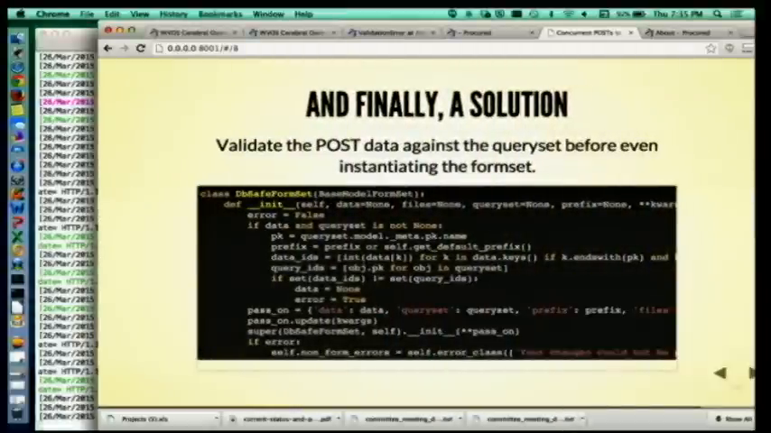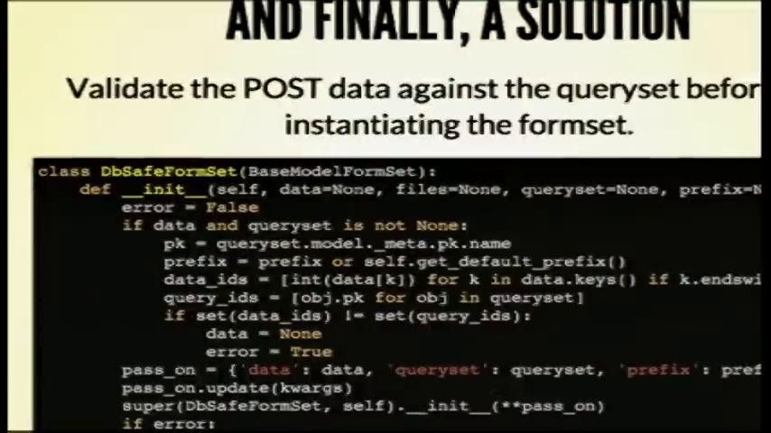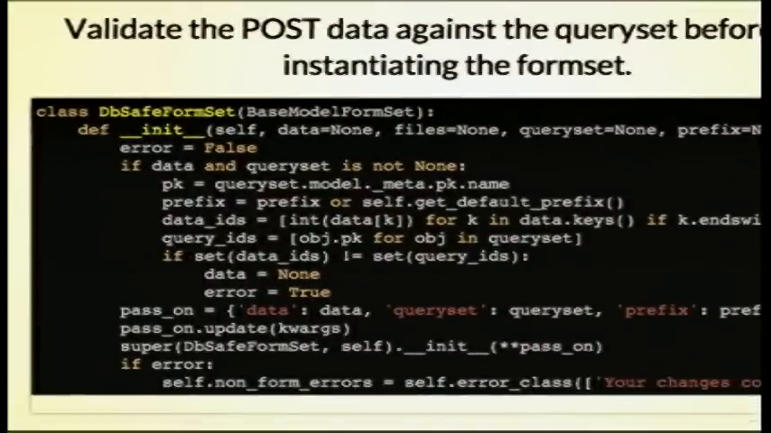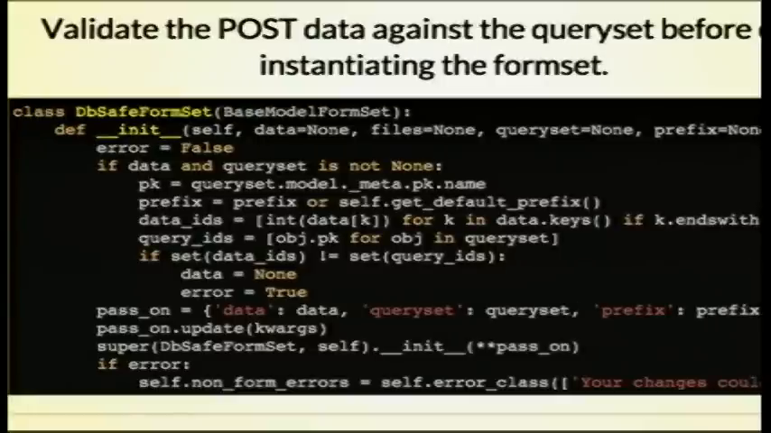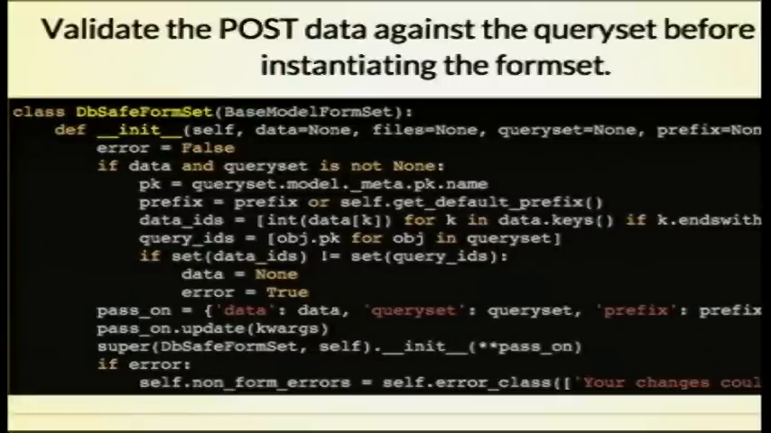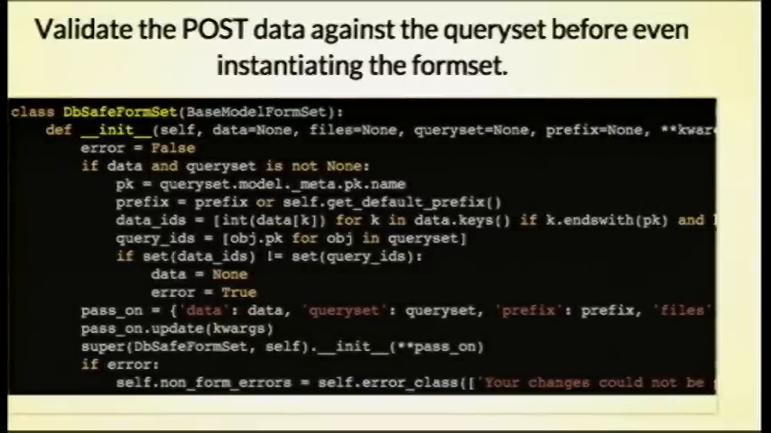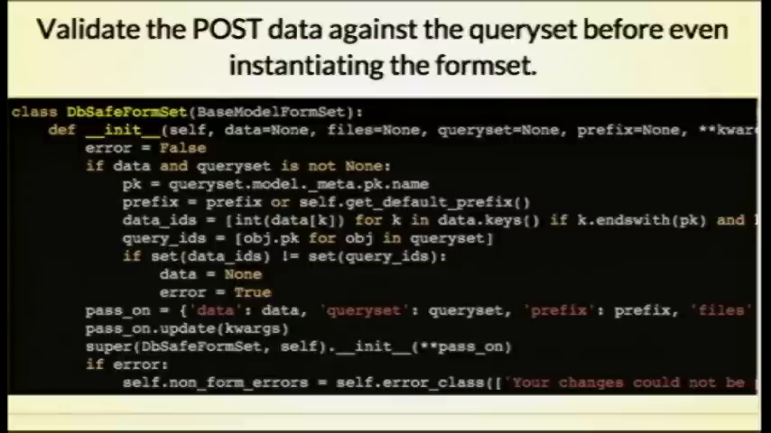Okay. So let's take a look at how we fix this at Procured Health. We're going to validate the post data against the query set before we even instantiate the form set. So the model form set factory uses the base model form set in Django. So we're going to subclass that, and we're going to sneak into the init method here. And before we initialize a base model form set, we're going to take the data that's passed in, the query set that's passed in, and make sure that these two things actually agree with each other.